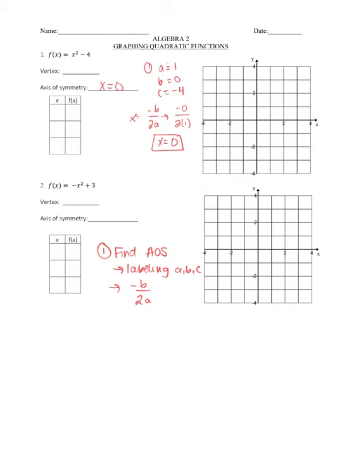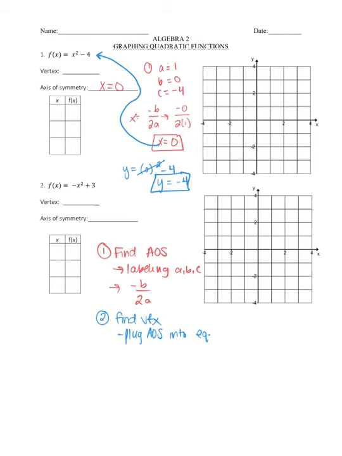Okay, step 2 is to find the vertex. So what we were just doing. You're just going to plug the AOS into the equation. What I mean by that is we are going to take this x equals 0 and plug it back into here. So I have y equals 0 squared minus 4, and we know that 0 squared is 0, so we're just left with y equals negative 4. Okay, and now we have created the numbers for our vertex. So up here, x is 0, y is negative 4. Okay, so now we've created our vertex.